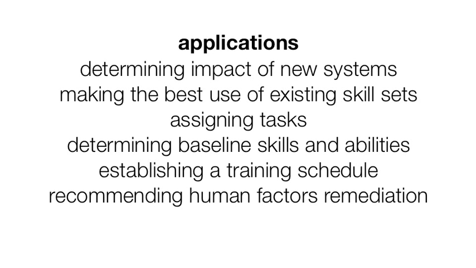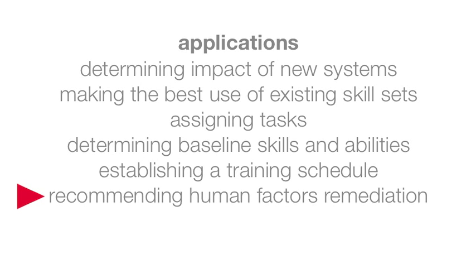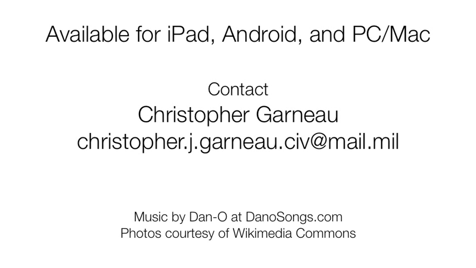Results from JASS may be used in many types of analyses, for example, determining baseline skills and abilities for critical task performance, establishing a training schedule based on task demands, or recommending human factors remediation for duties with high skill demands. JASS is available for use on iOS and Android tablets or in a web browser on a PC.